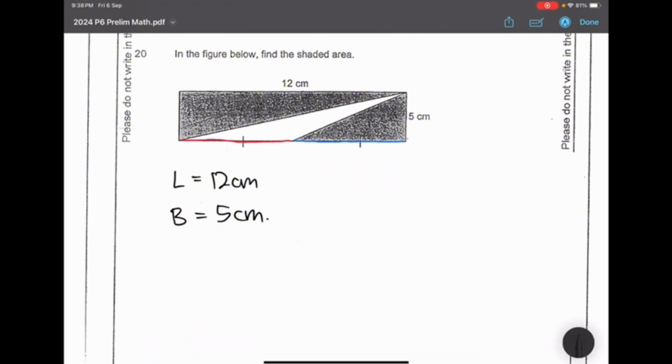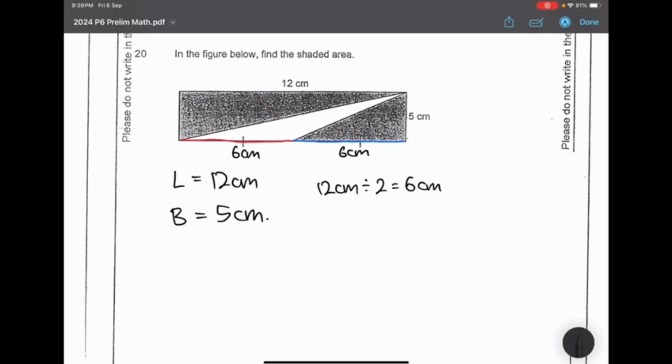So what we want to do here is to find what the colored lines are. If they are exactly the same and the total length is 12 cm, I know that these are definitely 6 cm, because I'm taking 12 cm divided by 2, and that will give me 6 cm.